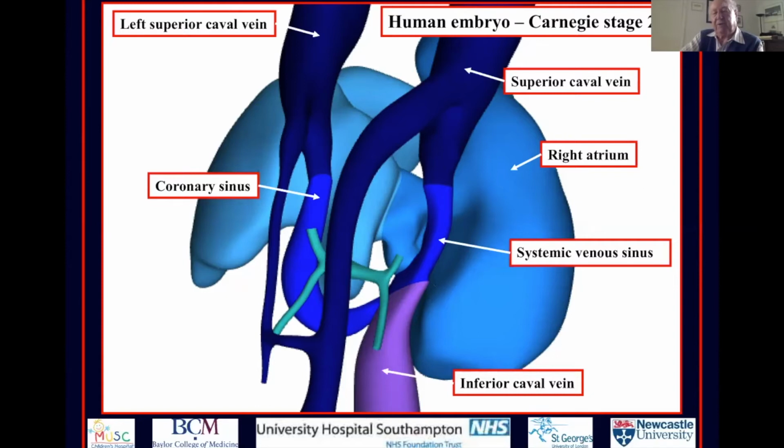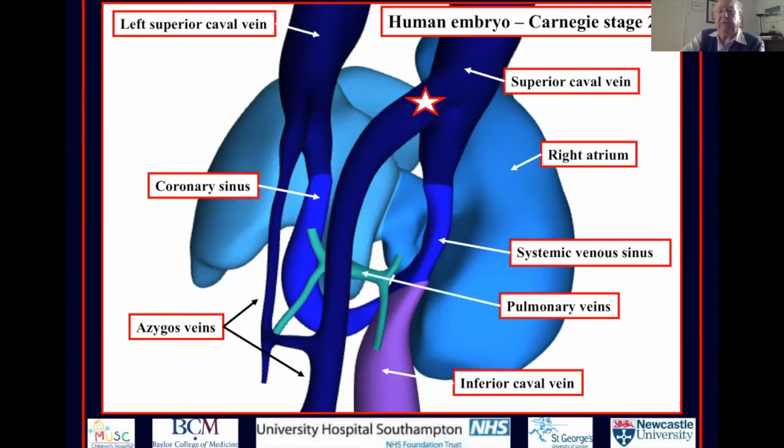Coming into the systemic venous sinus from beneath, we have the inferior caval vein, but there are also a series of venous collateral channels which produce the azygos veins, and they drain into the superior caval vein. And that is going to be important as we consider the relationship between the drainage of the venous blood from the abdomen, on the one hand, through what will be the inferior caval vein, on the other hand, through the azygos system of veins. Now, however, you can see the pulmonary veins.